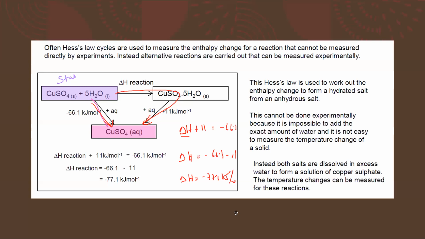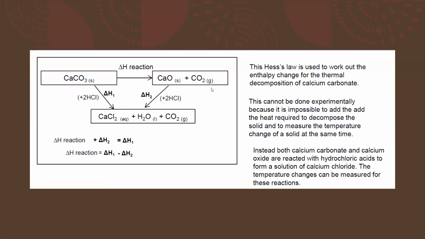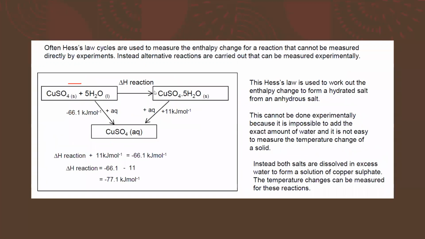This is an example of applying Hess's law. Now, another example: sometimes you have reactions which give the same product. For example, when calcium carbonate reacts with hydrochloric acid, it gives calcium chloride plus carbon dioxide plus water. And using this, we can find the hydration energy.